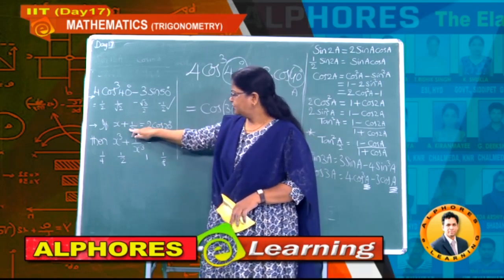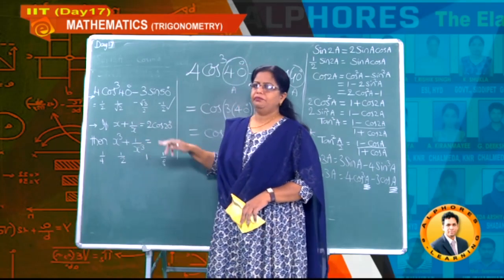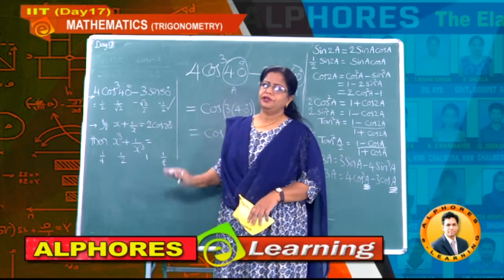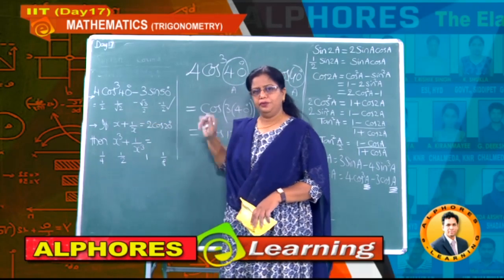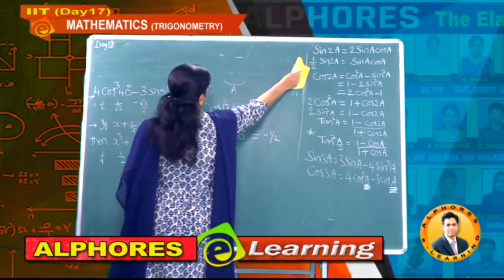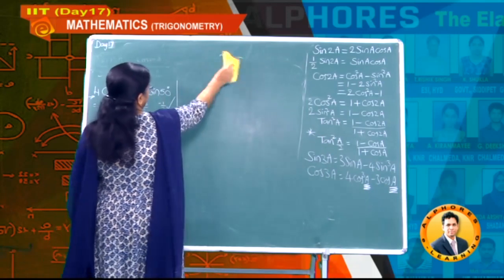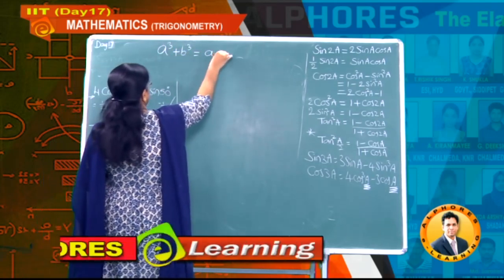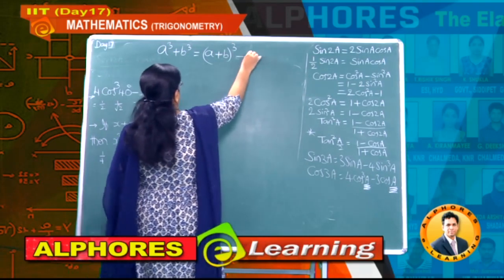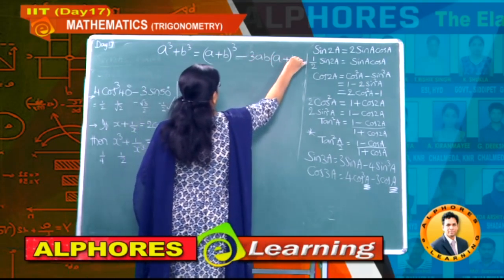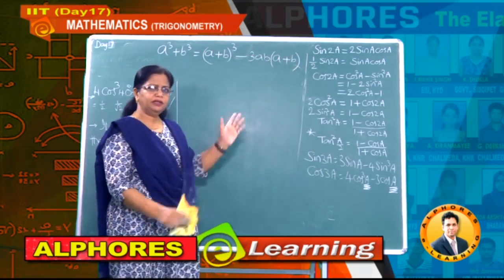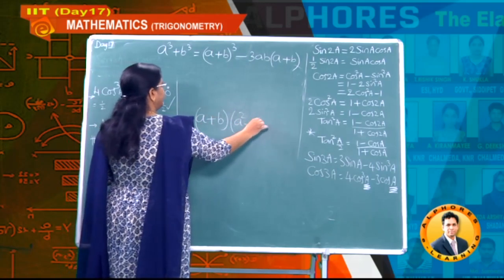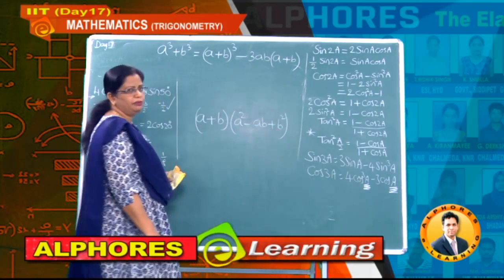Now this is given and they are asking about x cube plus 1 by x cube. That means you know the formula for a cube plus b cube. I want to make use of the formula a cube plus b cube, as you know about this value. So let us do this problem, students. Let us write the a cube plus b cube formula. What is it? It is nothing but a plus b whole cube minus 3ab into a plus b. This is the formula you have for a cube plus b cube. Another formula is also there: a plus b into a square minus ab plus b square. This is another formula we have.